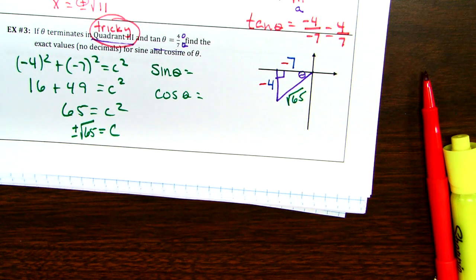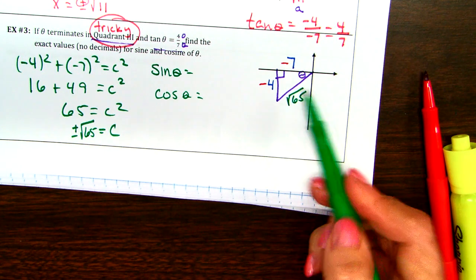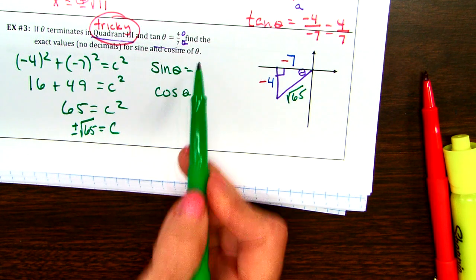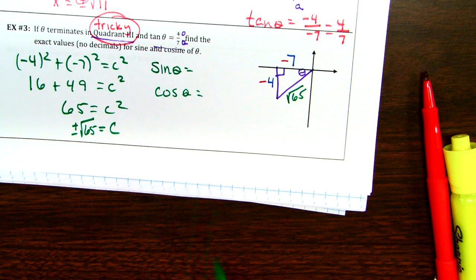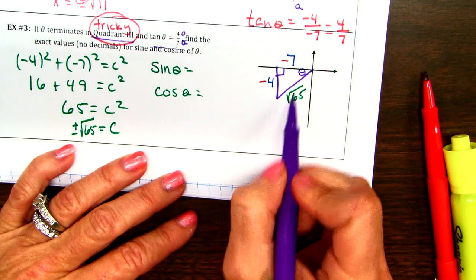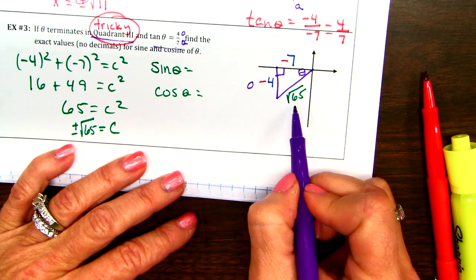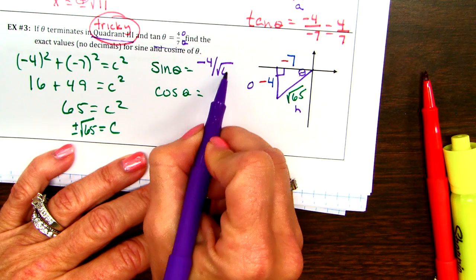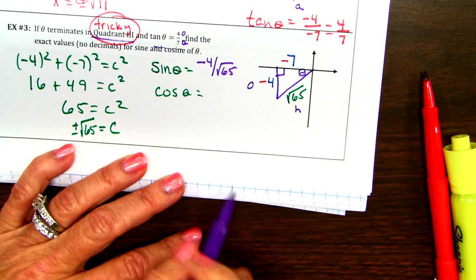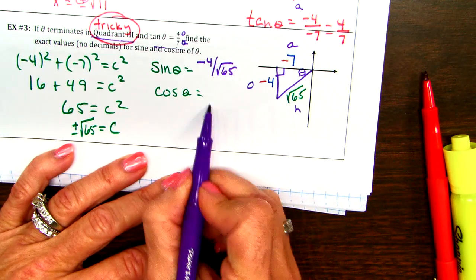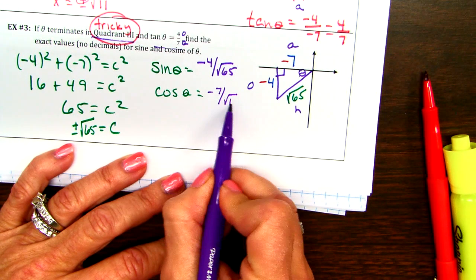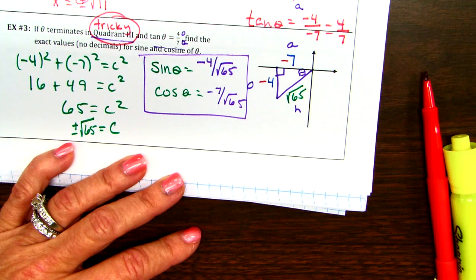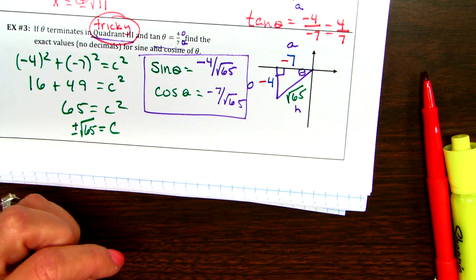Okay? But when you go to name sine and cosine, if you had left those positive, you'd have both of these wrong, right? Because you would have had a positive over a positive instead of a negative over a positive. So sine is from theta, opposite over hypotenuse. So that's negative 4 over the square root of 65. And then cosine is adjacent over hypotenuse. And again, you can leave those radicals in the denominator. Good?